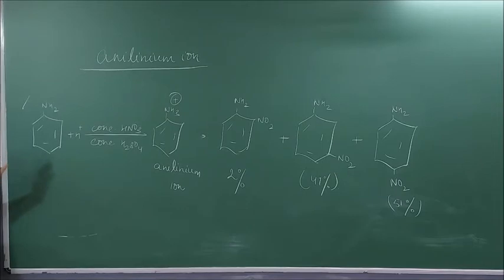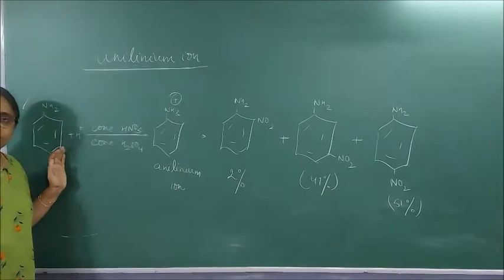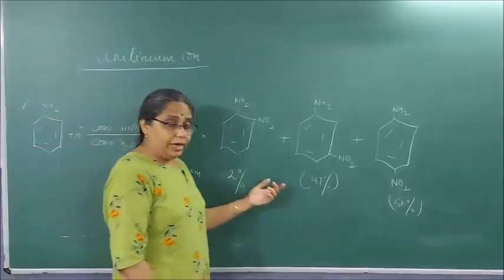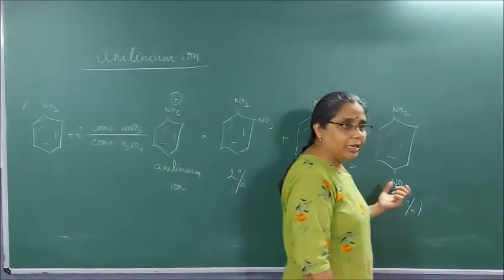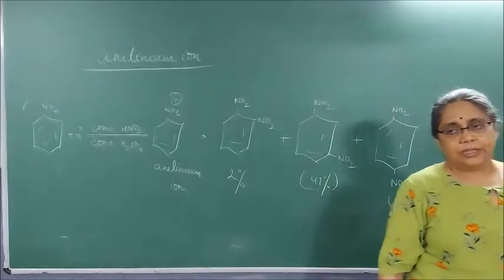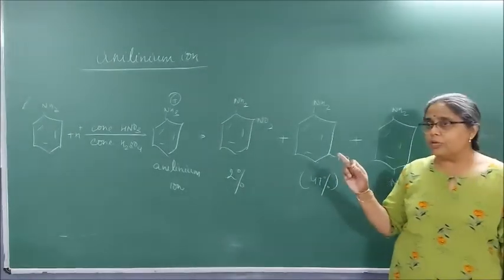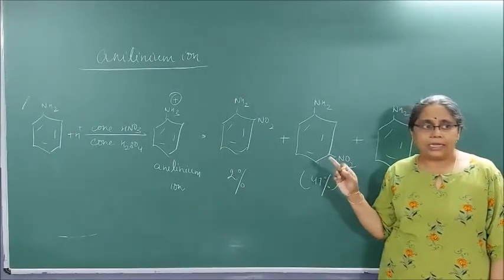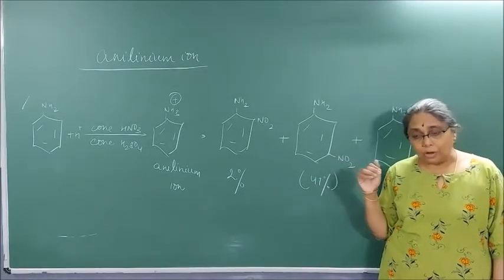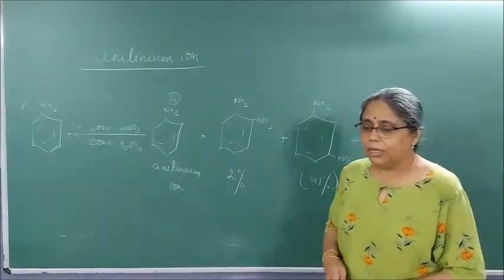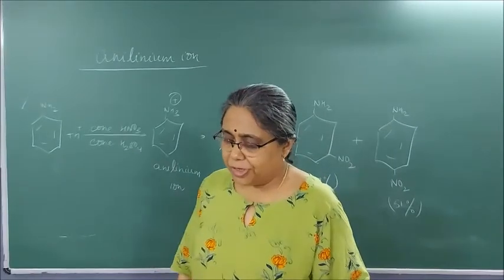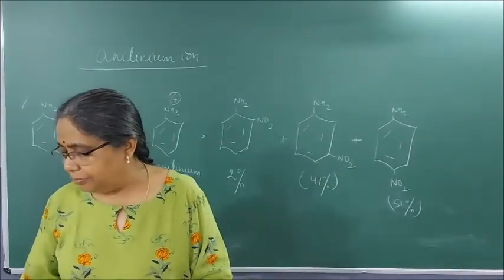So most of the time this reaction is asked, because generally you will always write orthonitroaniline and para-nitroaniline. But whenever nitration of aniline is done, you also get quite a large chunk of meta-nitroaniline. This is because in acidic medium, aniline gets protonated to form the anilinium ion.